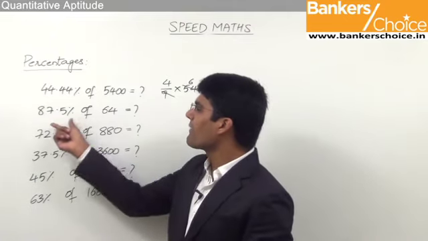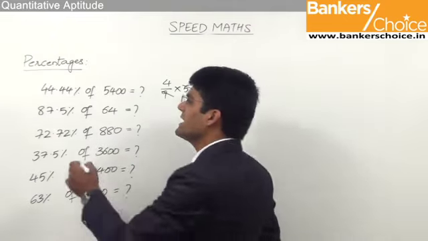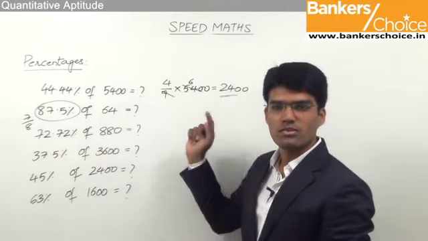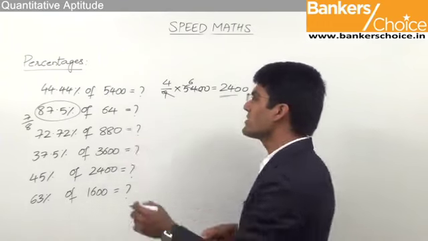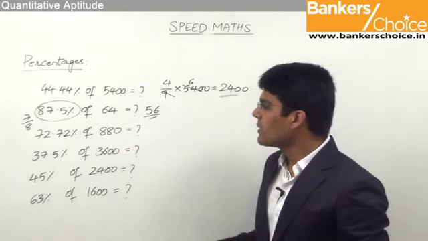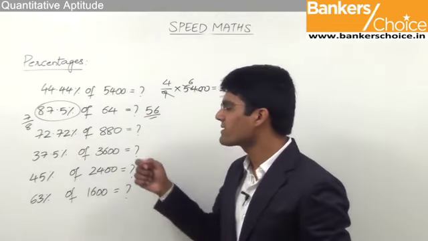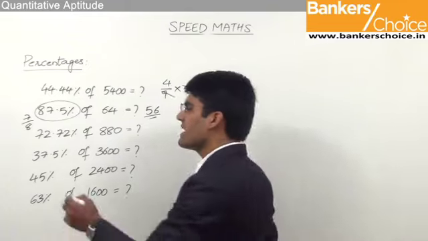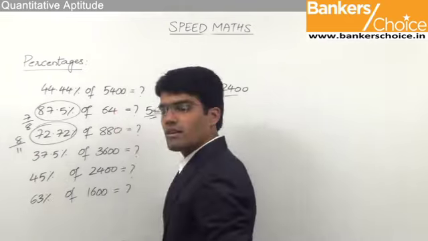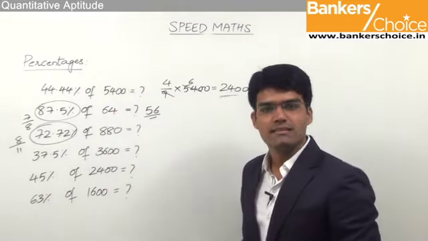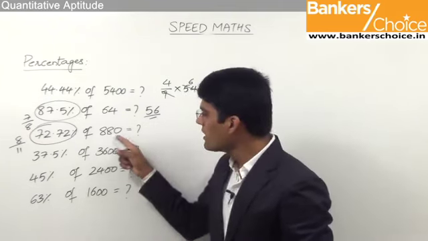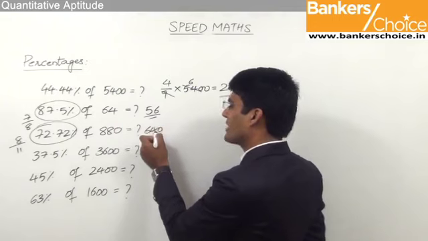Likewise, 87.5% of 64. I know that 87.5% here is 7 by 8. So 7 by 8 into 64. 64 by 8 is 8. 8 into 7 is 56. So 56 is the answer for question number 2. The third one here is 72.72% of 880. We very well understand that 72.72% is 8 by 11. So 8 by 11 into 880. 88 by 11 is 8. 8 into 8 is 64. 64 with a 0 here. So the answer should be 640.